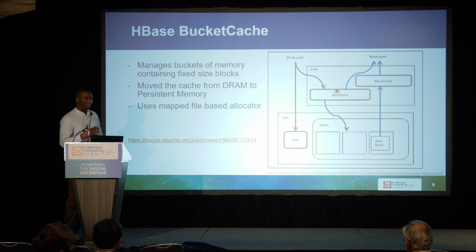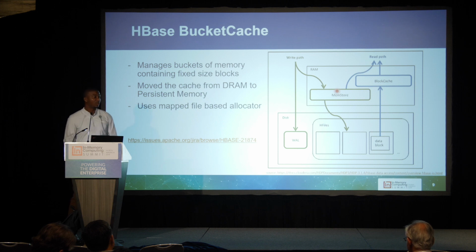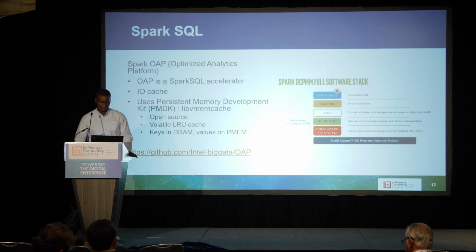It depends on the amount of engineering effort you want to put into this. This is just an example of how the bucket cache was implemented with persistent memory. I think there's an ongoing effort, or they're considering putting the memstore on persistent memory. We've done something similar in Cassandra, where we essentially replaced the disk with persistent memory. I'll talk about that in a minute.